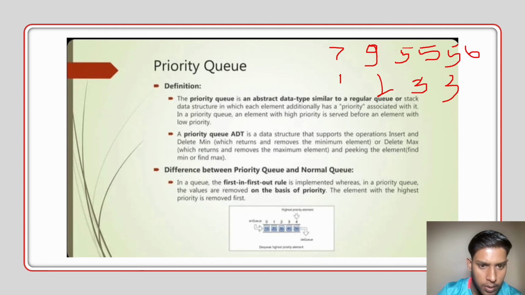The difference between a priority queue and a normal queue is that in a queue the first in, first out rule is implemented, whereas in a priority queue the value is removed on the basis of priority. The element which has the highest priority is removed first. मीन्स जिसका priority सबसे हाईएस्ट होगा वो क्यू से पहले डिलीट होगा, जिसकी priority सबसे कम होगी वो सबसे लास्ट में डिलीट होगा क्यू से.